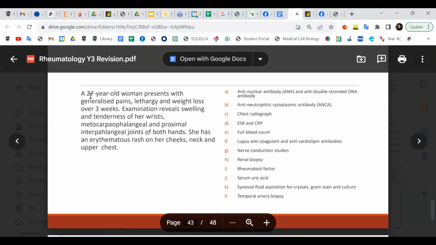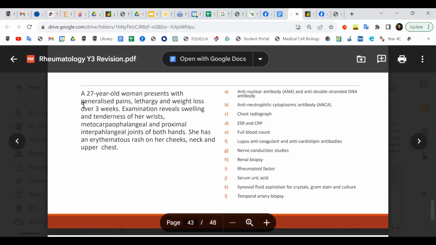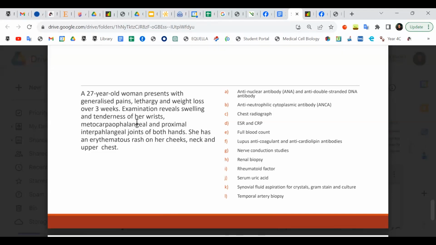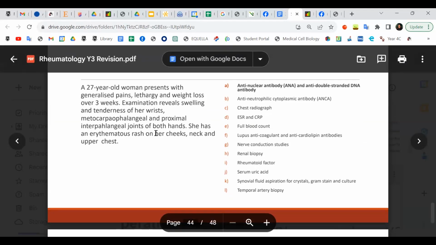Next, a 27-year-old woman. She had generalized pain, lethargy, and weight loss over 3 weeks. Examination shows swelling and tenderness of the wrist, metacarpophalangeal and proximal interphalangeal joints of both hands. She has a rash on her cheeks, neck, and upper chest. Looks lupusy to me. So ANA and anti-double-stranded DNA antibodies.